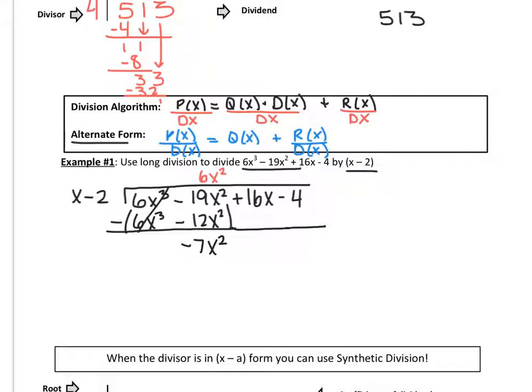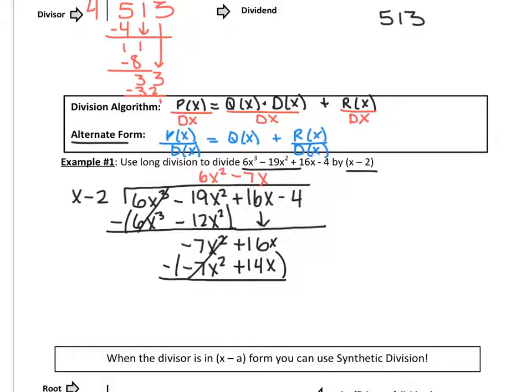Now just like in old-fashioned division, we're going to bring down the next term. Now you want to ask yourself, how do I go from x to negative 7x squared? So basically, what do I need to multiply x by to get negative 7x squared? You should be telling me negative 7x. So negative 7x times x is negative 7x squared. Negative 7x times negative 2 is a positive 14x. Sorry, I forgot the x here. And now we subtract. So negative 7x squared minus negative 7x squared will cancel.